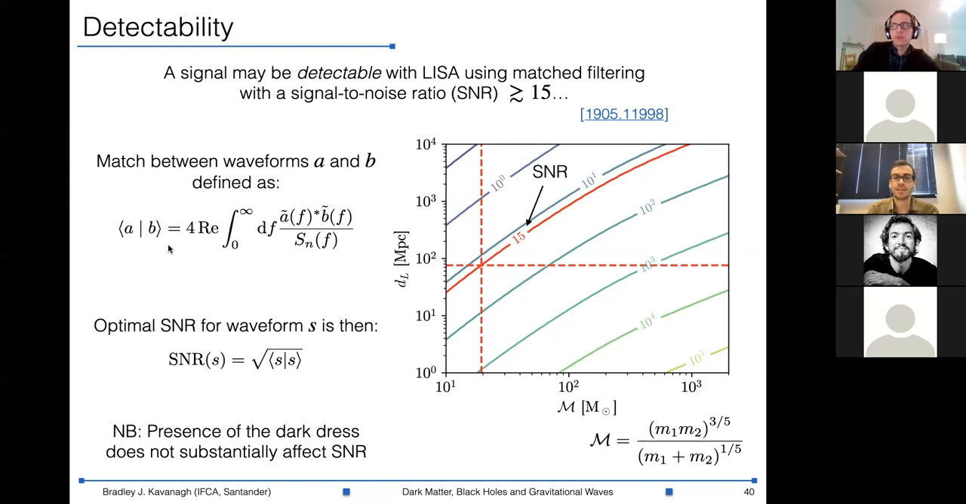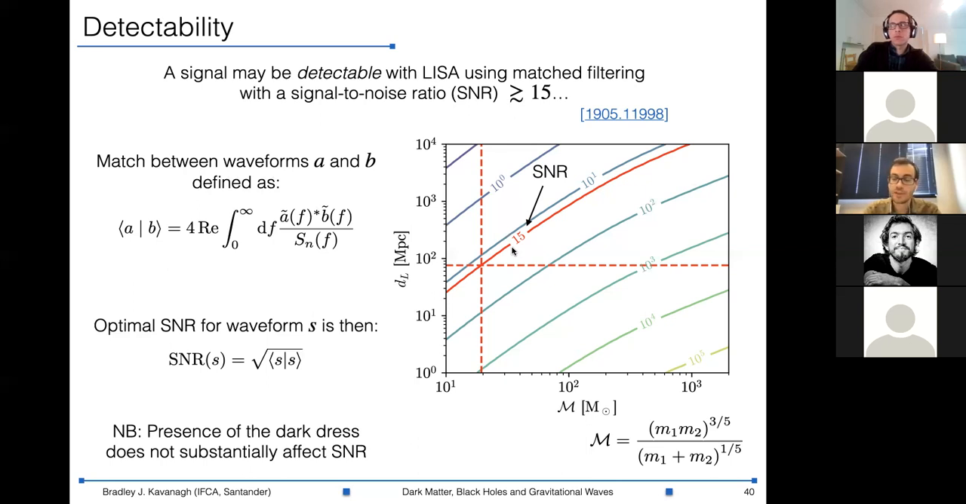Okay, and this basically is just a way of determining whether two waveforms look similar. And then the SNR is just taking a particular waveform and calculating the match with itself. And what we find, looking at systems that we've been talking about so far, is that if you have a chirp mass around 17 or 18, which is this benchmark that we've been talking about, you need to be within about 75 megaparsec to be detectable with LISA with an SNR of 15.